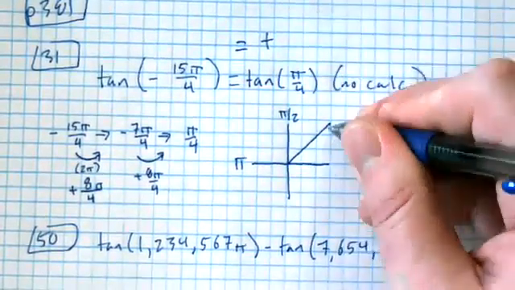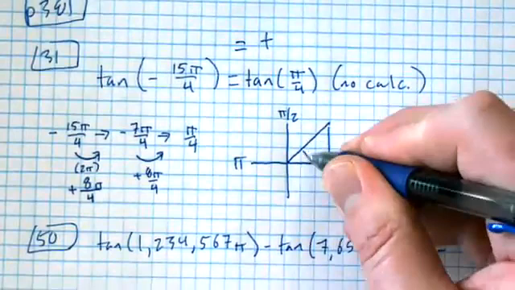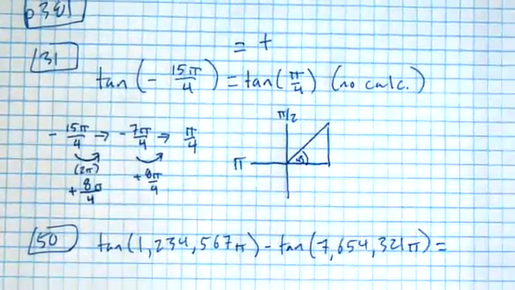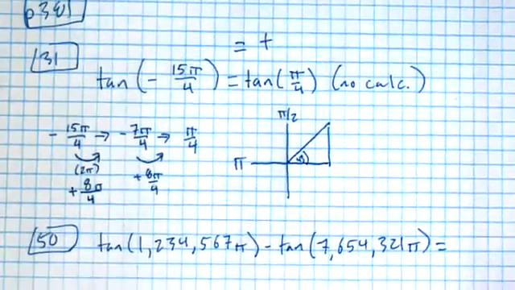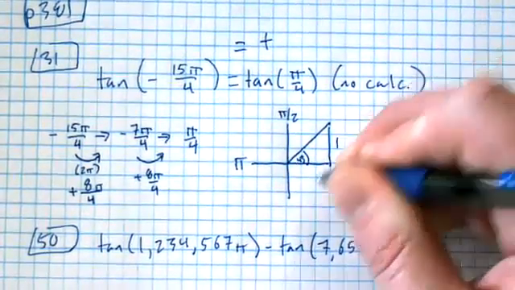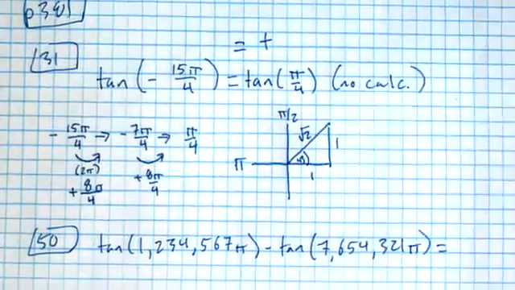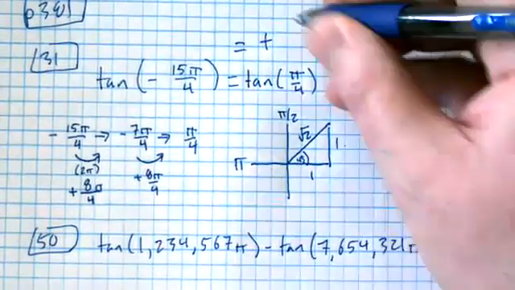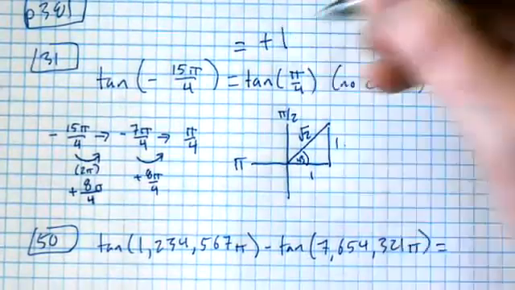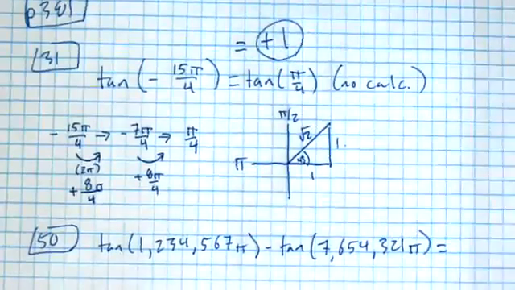And then let's go ahead and use our special right triangles. This is obviously a 45-degree angle, right? It's half a 90. So 1, 1, root 2. And tangent is opposite over adjacent, so we're looking at 1 over 1. So 1. So our answer is going to be 1.